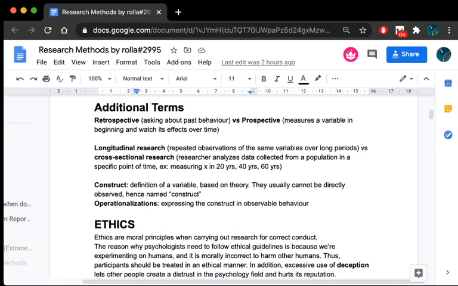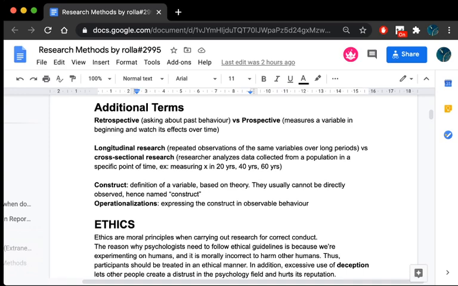And then longitudinal research and cross-sectional research. Longitudinal research is the kind of research where you observe behavior over a long time. So it can be like a 2-week observation, but maybe longer, or it can also be experiments maybe every 3 months. That would also count as longitudinal. It can be quantitative or qualitative.